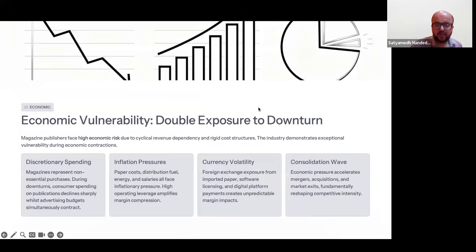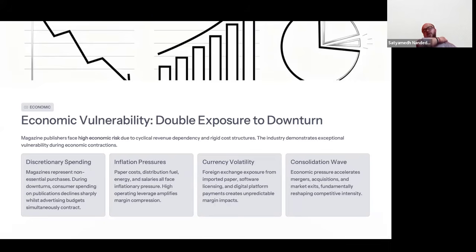Okay. Now, economic vulnerability. From an economic perspective, if we want to analyze this business, first thing is discretionary spending. Magazines are not essential purchases. Magazines are basically leisure, a hobby, something that you buy, not because you need it to sustain on a daily basis. So if the economy goes through a downturn, people will cut down on discretionary spending, right?